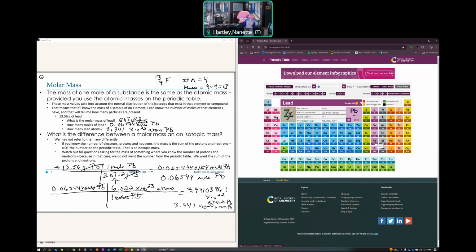So I may not say what's the isotopic mass, but I may ask for the mass, and I'm implying isotopic mass. Okay. So be careful. If you know how many neutrons there are, that's what we're looking for, not the number off the table. Okay. So that's why I mentioned that. Questions, comments, problems? Cool.